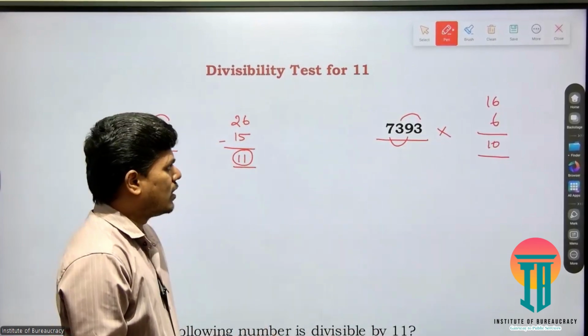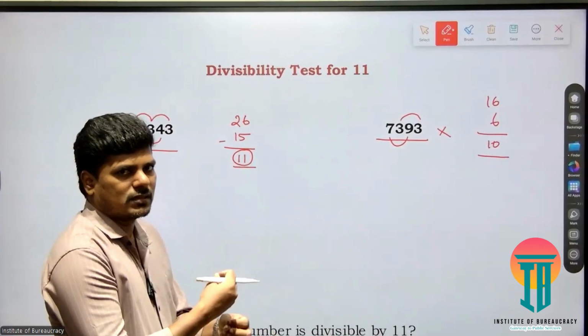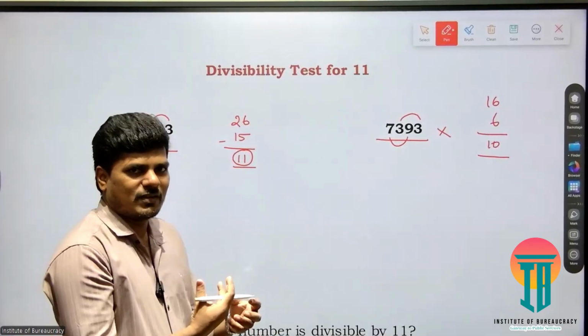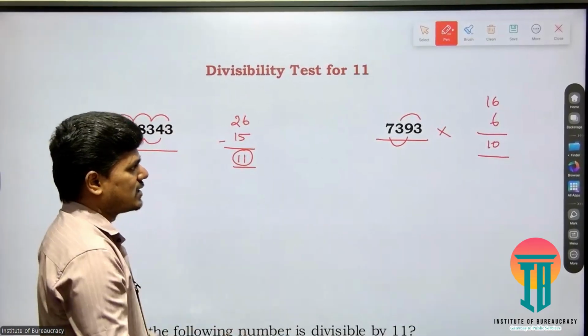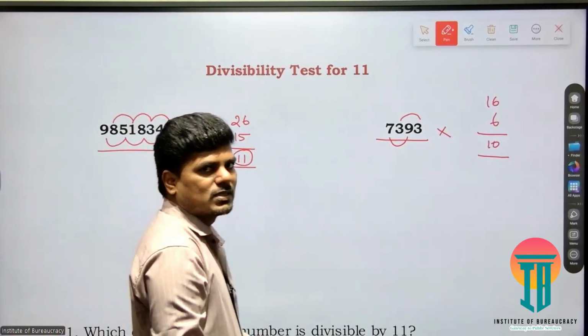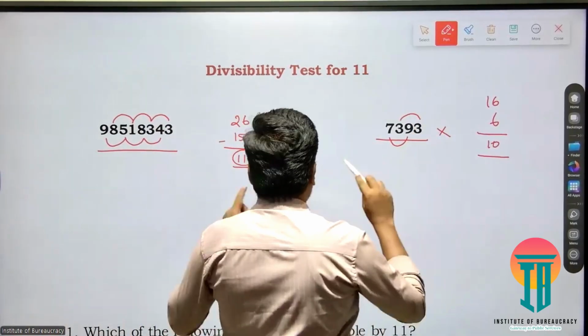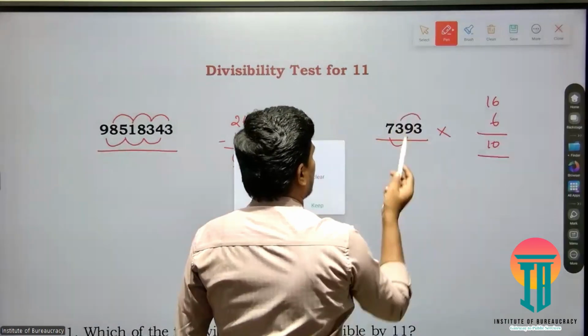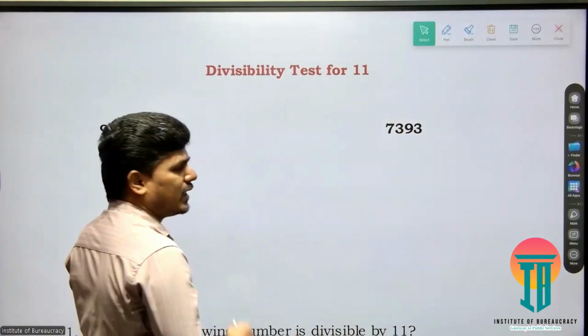This is one logic. It's very simple. Adding numbers in odd places, adding the numbers in the even places, finding the difference. If the answer is a multiple of 11, the given number is divisible by 11. This can also be approached in another way. The same thing only.